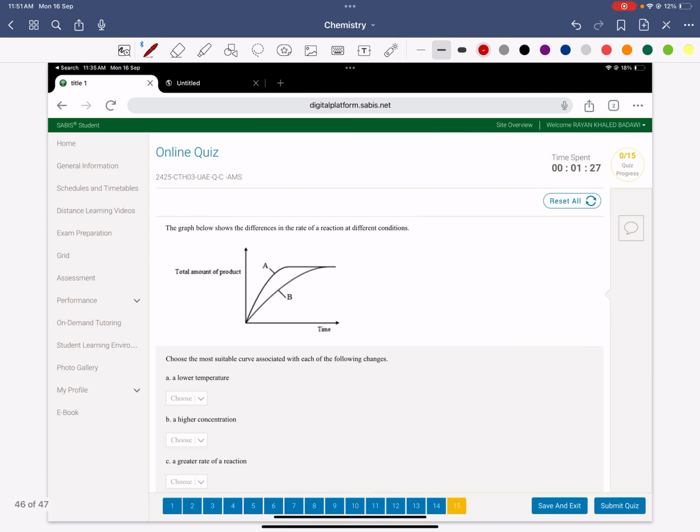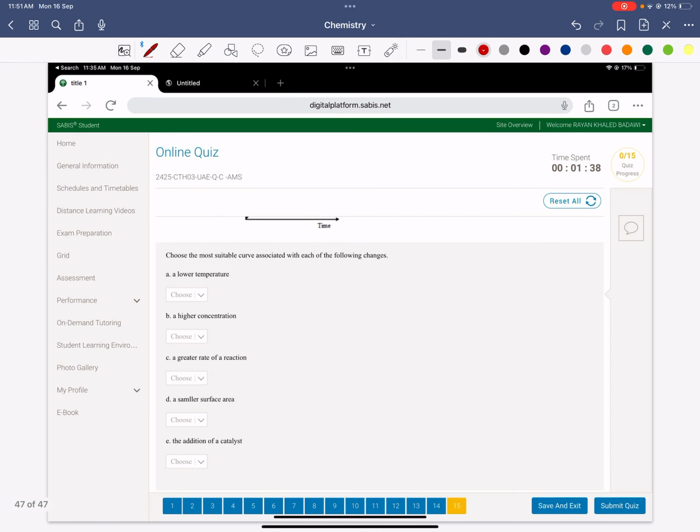And finally, we also have two graphs. A lower temperature, of course, it's going to be graph B because A has a steeper slope, so it has a faster reaction rate. So of course, lower temperature means lower reaction rate, so that's graph B. A higher concentration, of course, it's going to be graph A. Now, a greater reaction rate, of course, also it's going to be graph A. And a smaller surface area, of course, it's going to be graph B. If it was a larger surface area, it would be graph A. And the addition of a catalyst would be graph A also.